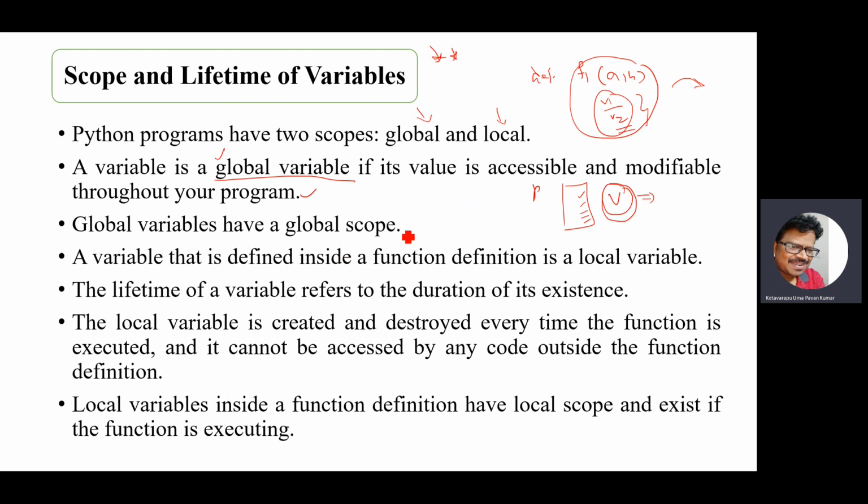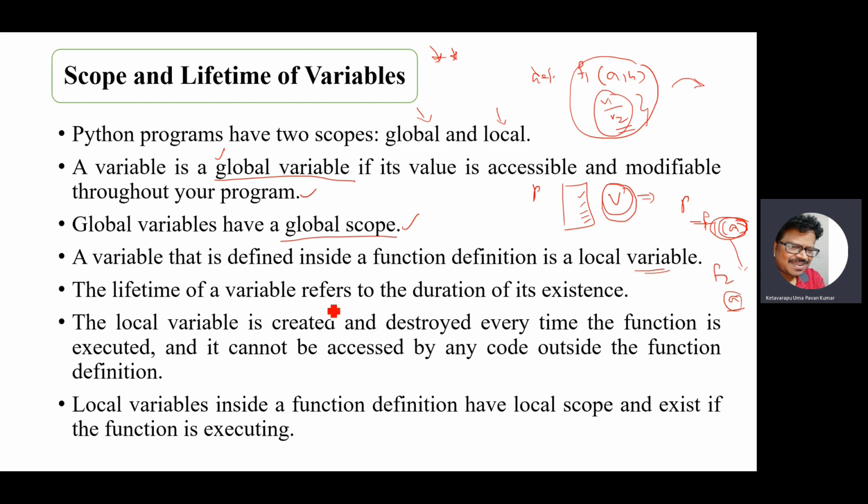So global variables, as the name implies, have global scope. Whereas a variable that is defined inside a function definition is a local variable. Suppose in a program I have function one, function two like that. We define variable a inside function one, and that particular variable is not available for other functions. Such kinds of variables are known as local variables.